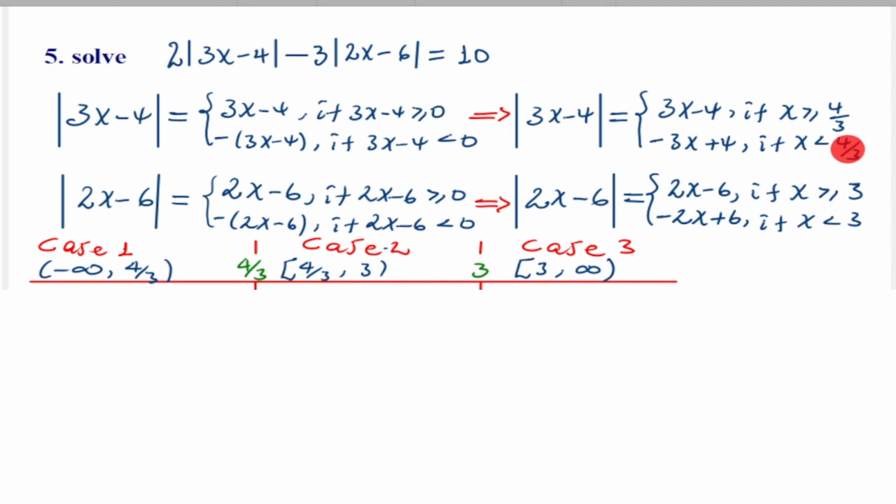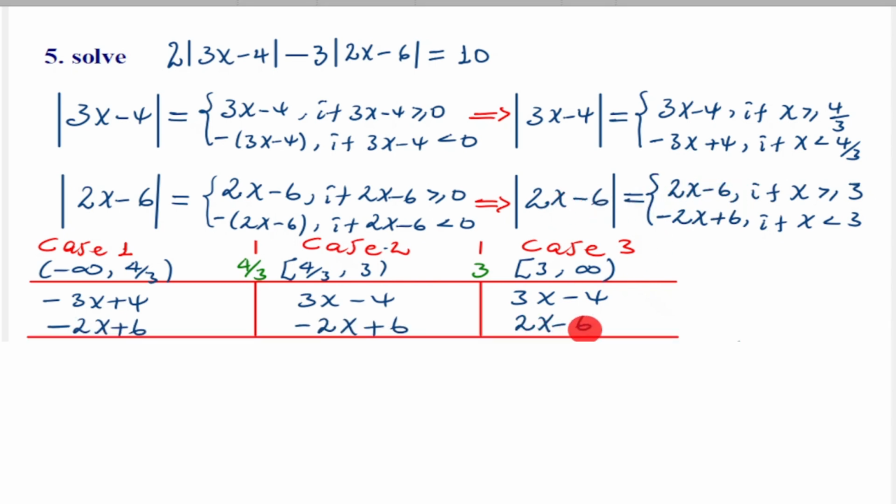When x is less than 4 over 3, the output of this absolute value is minus 3x plus 4. Here we write minus 3x plus 4. And when x is greater than or equal to 4 over 3, the absolute value of 3x minus 4 is 3x minus 4. So we write here 3x minus 4. When x is greater than or equal to 3, the absolute value of 2x minus 6 is 2x minus 6. Here we write 2x minus 6. Here on this interval, x is less than 3.